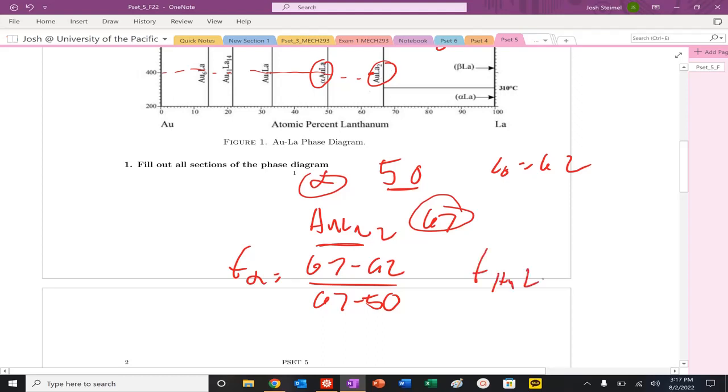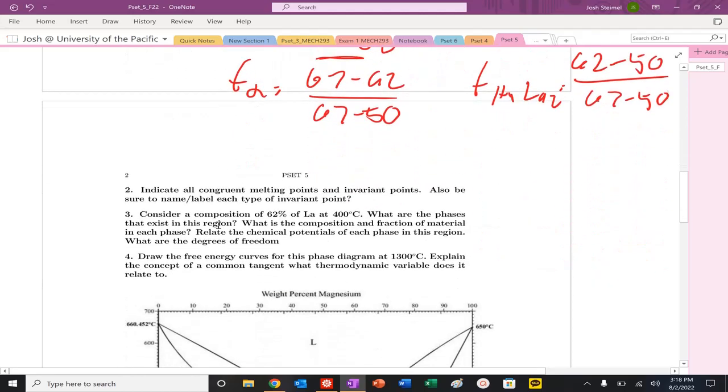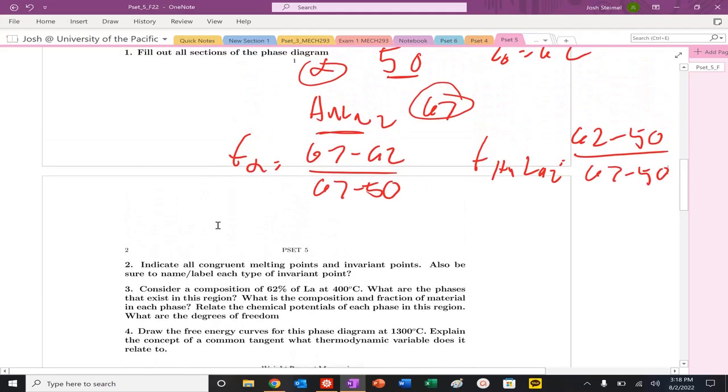So fraction of AuLa2 is going to be equal to what? I'm going to go the opposite. So 62, oops, let me rewrite that. 62 minus 50 over 67 minus 50. So again, that's my lever rule. That's how I could find fractions. Compositions, you just go directly to the line. The composition in the alpha phase is this. The composition here is just that.